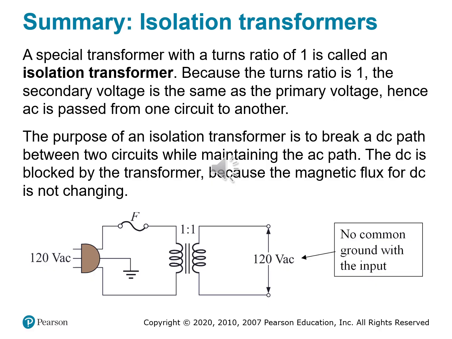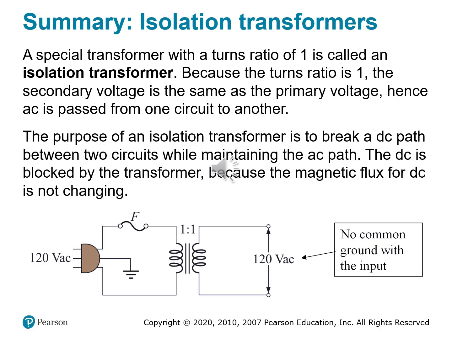It looks just like the regular transformer, a special kind of transformer with a turns ratio of 1 to 1. Right? So what does that mean? The primary and secondary have the same number of turns. The output voltage equals the input voltage. But the two sides are electrically isolated because they're not making physical contact. The voltage is being induced from the primary to the secondary. Right? So you have no direct connection, no shared ground. Only the magnetic field is the link between them.